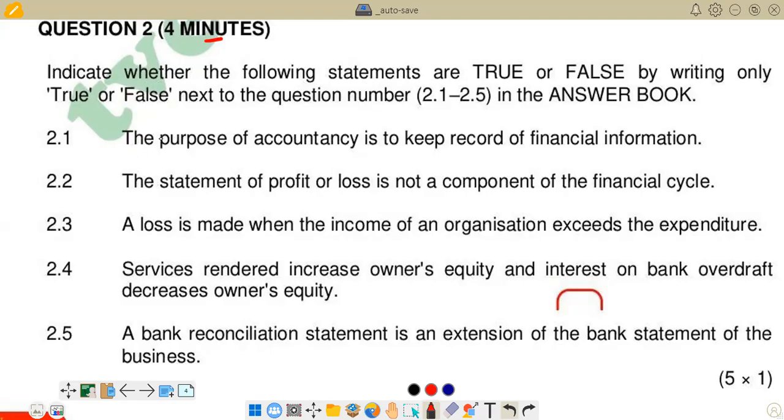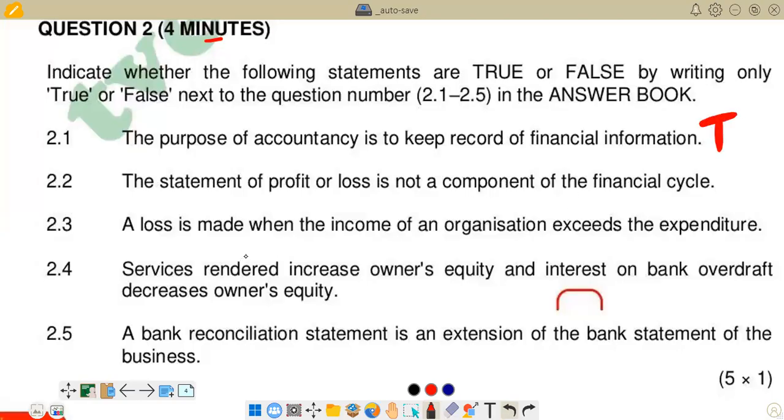It is saying the purpose of accountants is to keep record of financial information. So that is our 2.1. And we know that when we are doing accounting, we are trying to capture all the financial information in terms of all the transactions that have transpired in that business. So this statement becomes true. So we have true here.